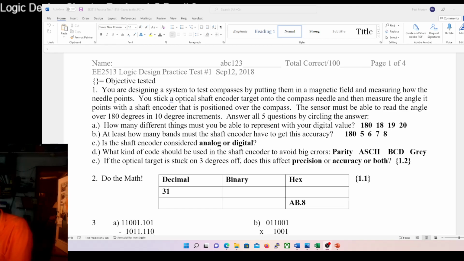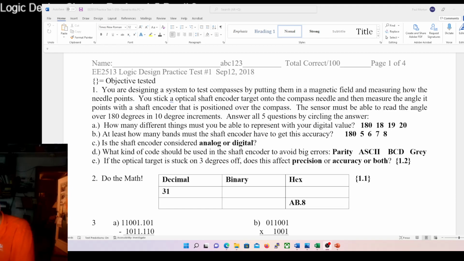So 180 divided by 10 gives us 18. So there are 18 10-degree chunks, but remember, when you draw the line, you have to have the beginning of the line and the end of the line, plus all these points in between. The fact that you have to have the beginning and the end means you actually have 19 points. So just keep that in mind, not 18.